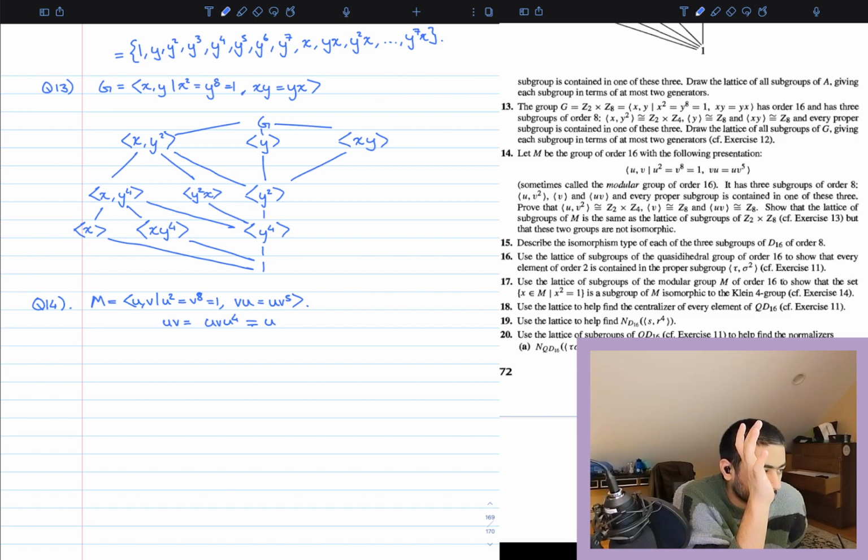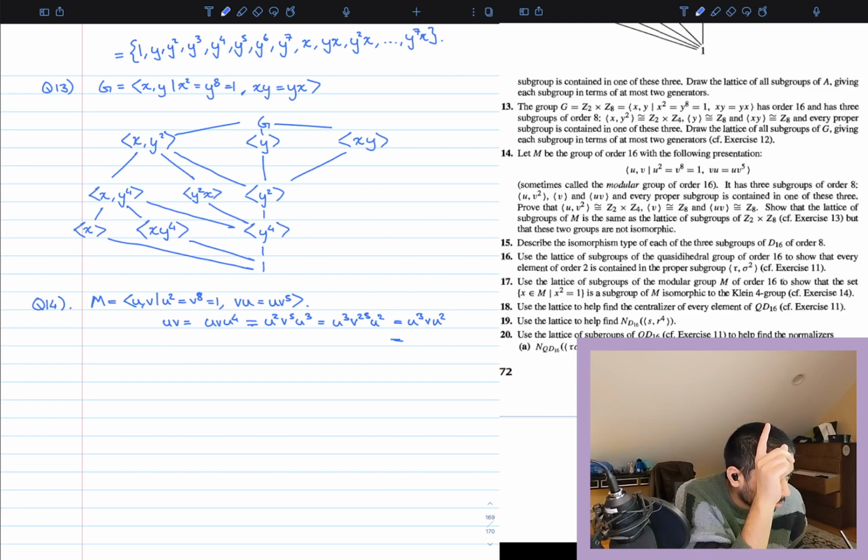Let's do this one at a time. This becomes U squared V to the 5th U cubed. And when we do it again, it becomes U cubed V to the 25 to the U squared. Now V to the 25 is just V. This is U cubed V U squared.